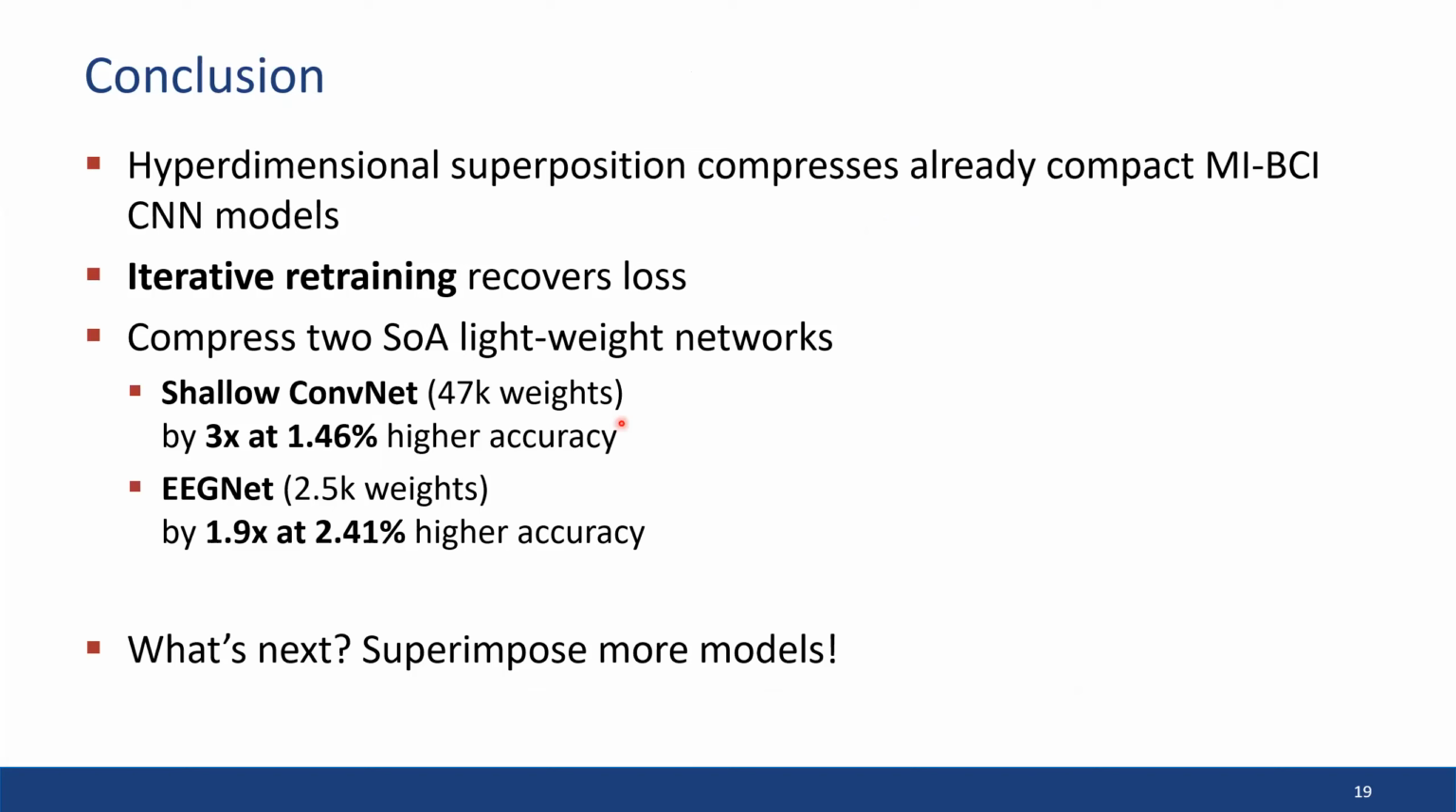So to conclude, here we presented how to apply hyperdimensional superposition to compress already compact MI-BCI models. What we mostly need is the iterative retraining to make the model, the CNN, robust towards the introduced noise which we see from the approximate retrieval. We have shown that we can compress 2 already lightweight CNNs, namely the shallow ConvNet and the EEGNet, by 3 to 1.9 times, both at higher accuracy.